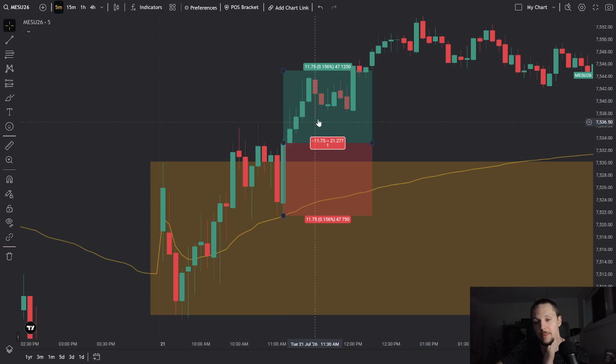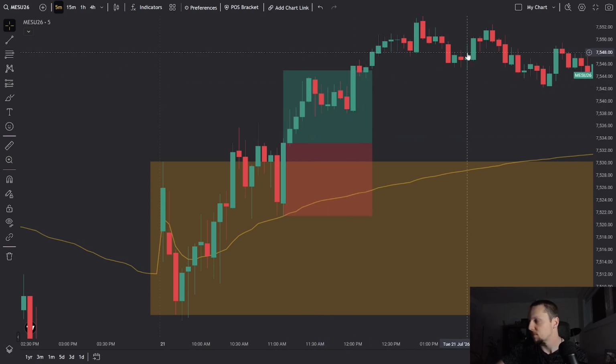It went directly from entry to winner. A little bit of a buffer later in the trade before it actually took profit, but it was a good solid trade and it came away with a win today.